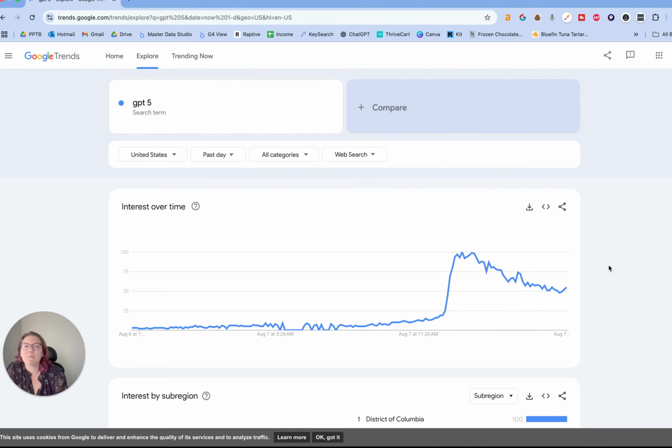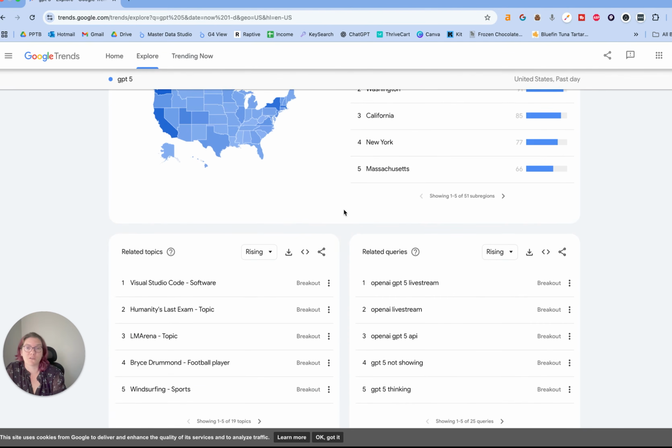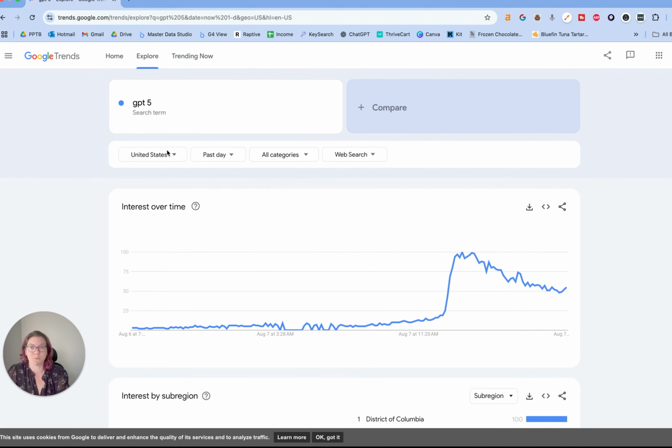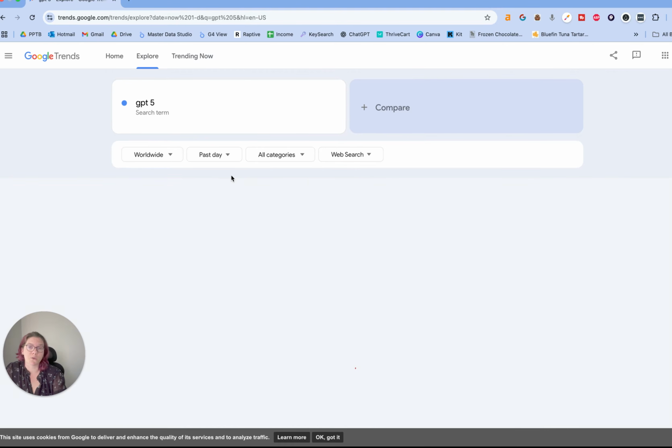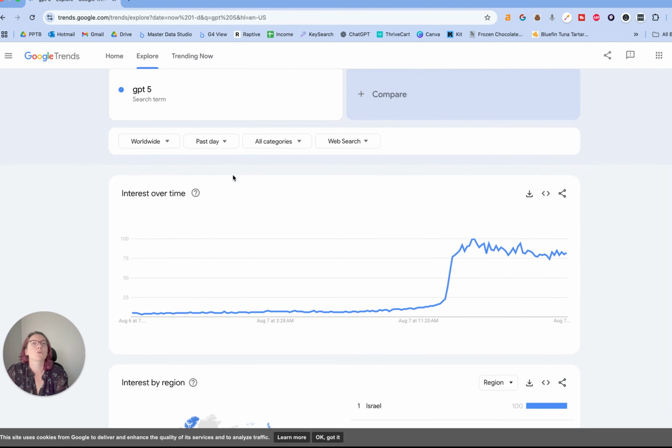But here, I'm getting to see actual search trends over a period of time. And in this case, it's showing me the past day. But I can actually filter this. There's a bunch of different filters we're going to use here, and I'm going to show you how to do them all. First, we want to go to worldwide typically, because I want to see what's happening across the world.